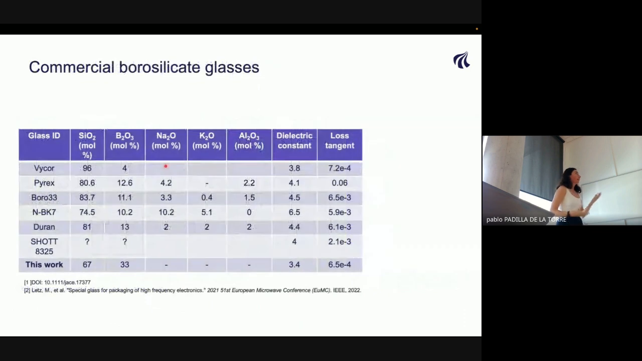That is why it hasn't been pursued by companies. We see in the literature that there are different materials that also use boron in their composition, but the highest that we see was 13%.